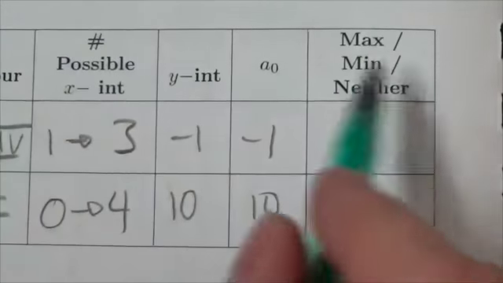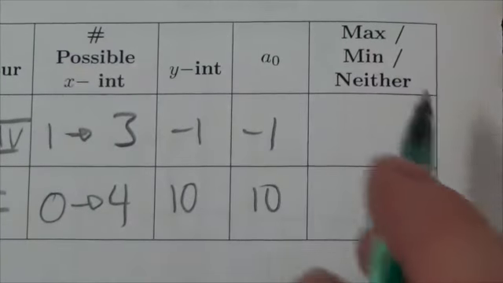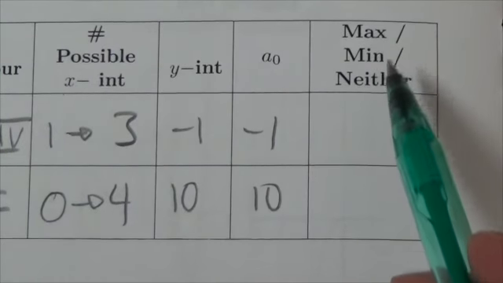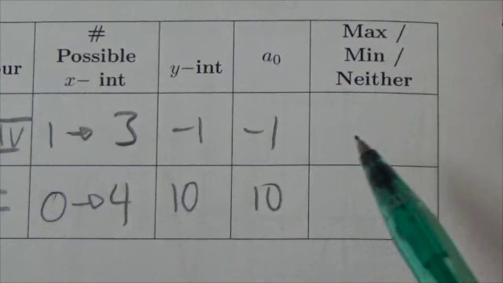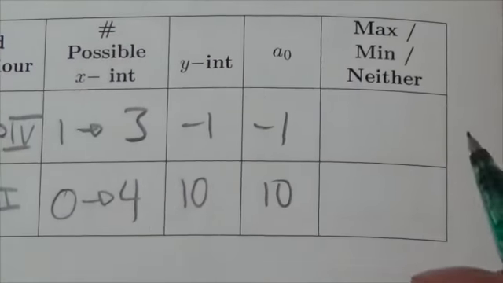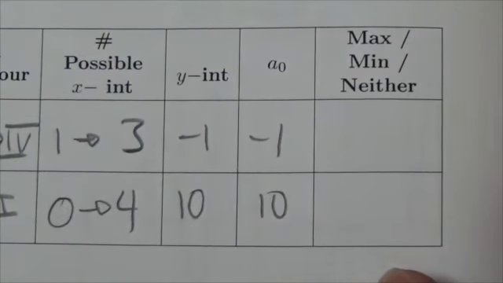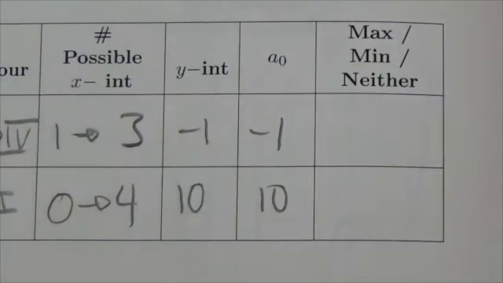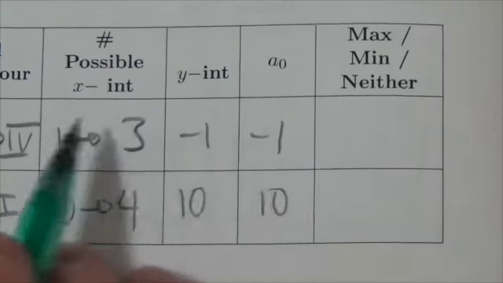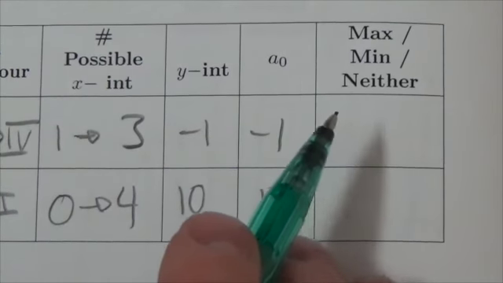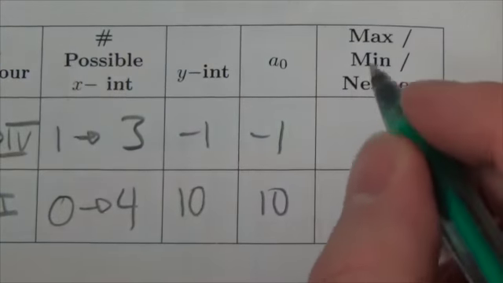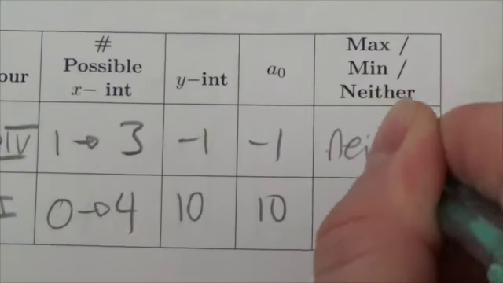Now this last column right here, for those of you taking calculus, you've got to dial it back a little bit here. When we ask for max, min, or neither, we're asking for absolutes, not locals or relative max or mins, just absolutes. So this first row is dealing with a cubic, so an odd degree. Will it have an absolute max or min or neither? In that case, neither.